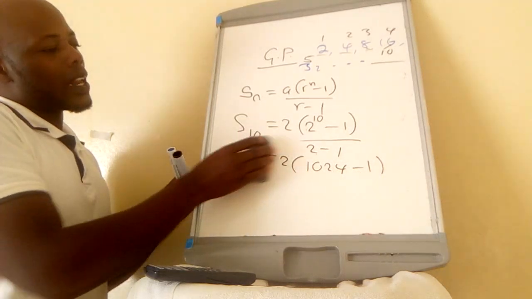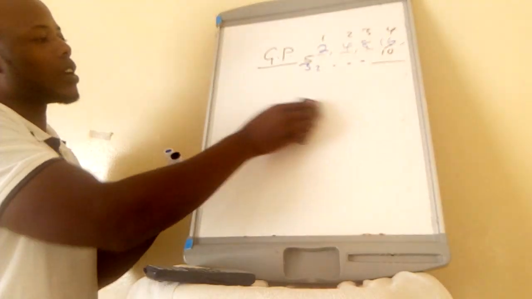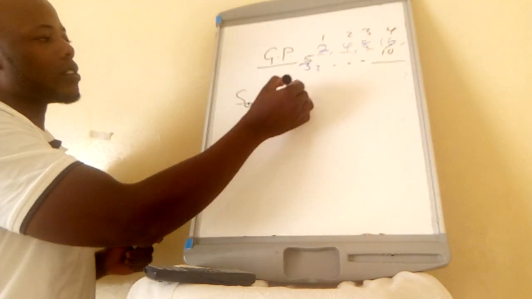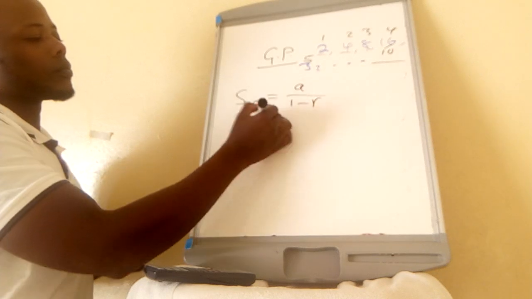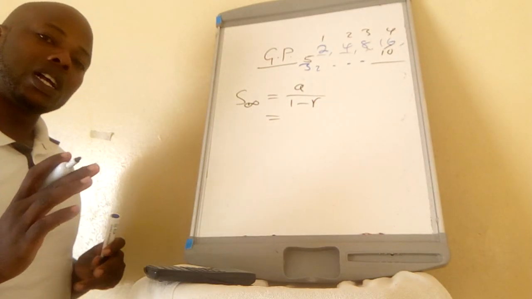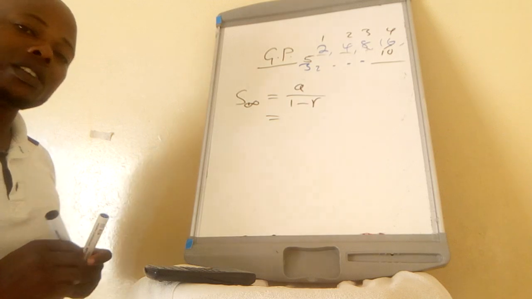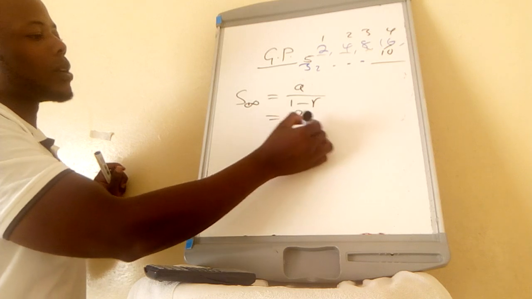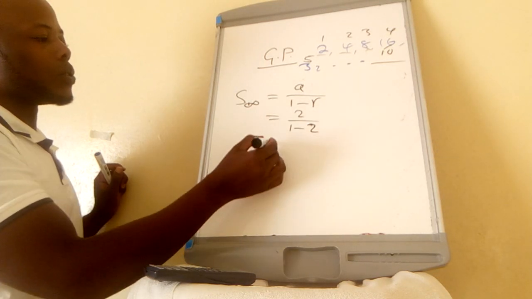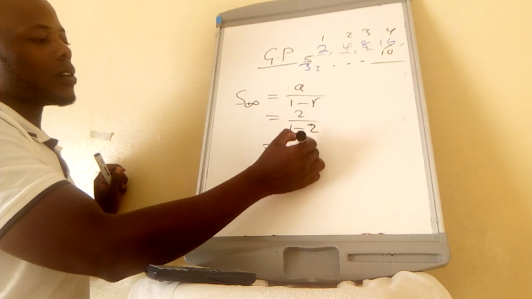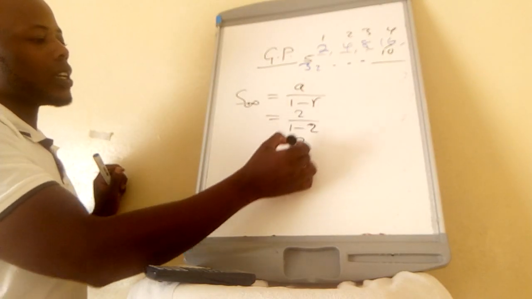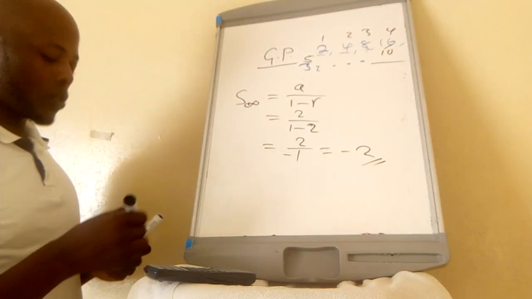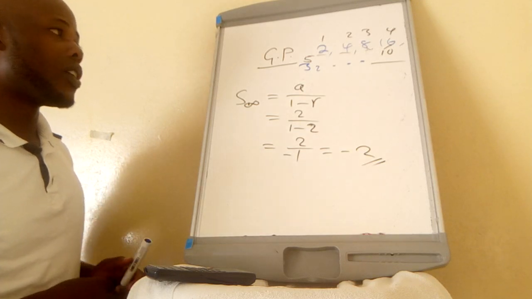Okay, again, the other thing which we need to know is the sum to infinity. The sum to infinity formula looks like this. You are given it in an exam paper, on the first page of your exam paper. If you're writing ECZ, you're given. So here our first term is 2 over 1 minus our r. Our r is equal to 2. So we can work out things here. We remain with 2 over here. We have -1. When we divide, our answer will be equal to -2. So that's the answer. All right.